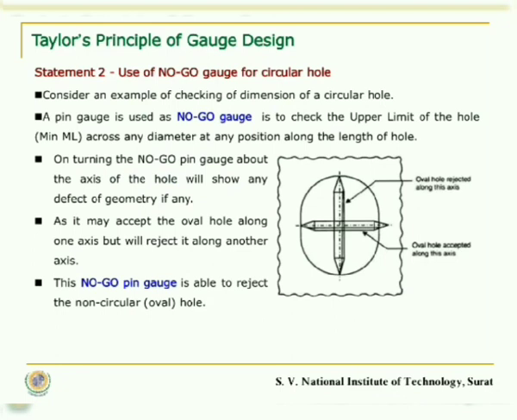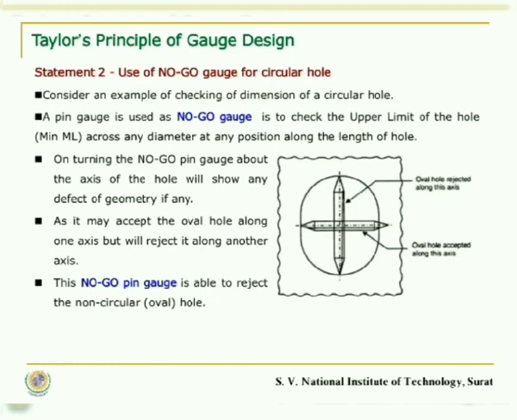Let us try to understand that with the help of an example of checking the dimension of a circular hole with the use of a no-go gauge. A pin gauge is used as a no-go gauge to check the upper limit of the hole, that is the minimum metal limit, across any diameter at any position along the length of the hole. Consider the case when the pin is kept horizontal. So here the no-go gauge does not enter the dimension, so naturally we are tempted to accept it.